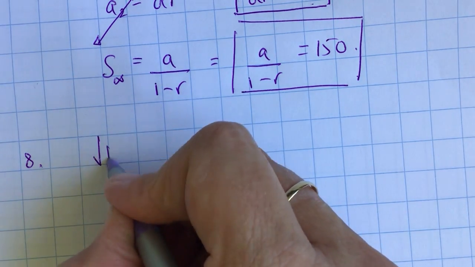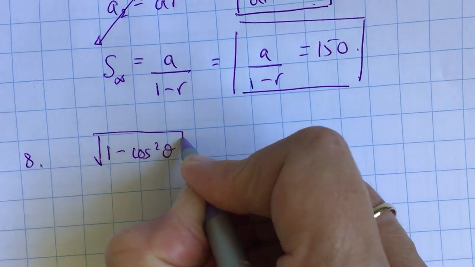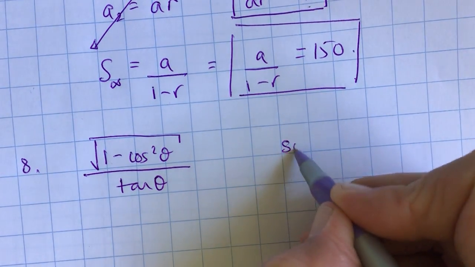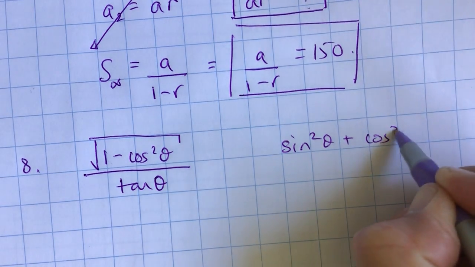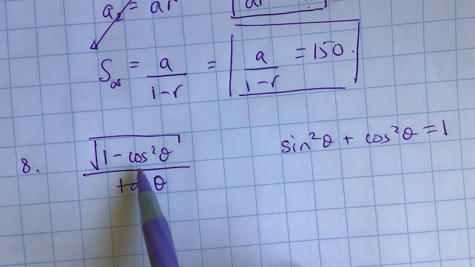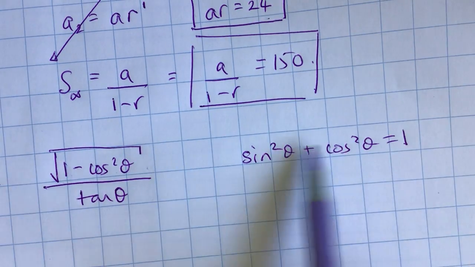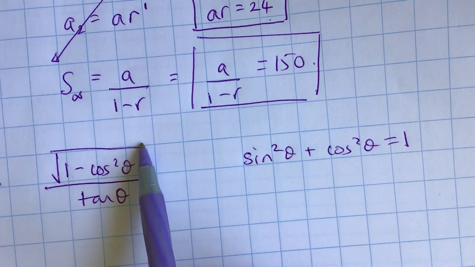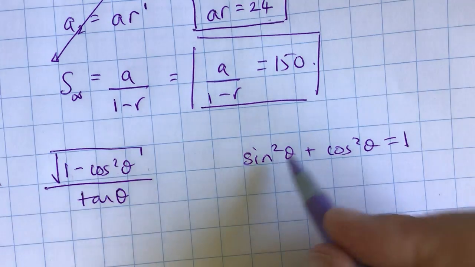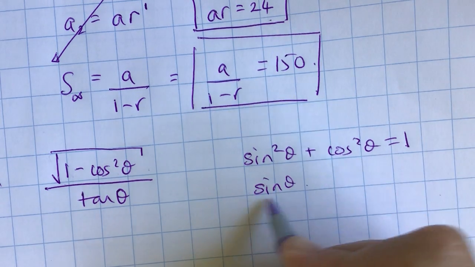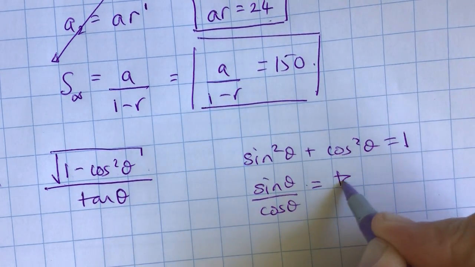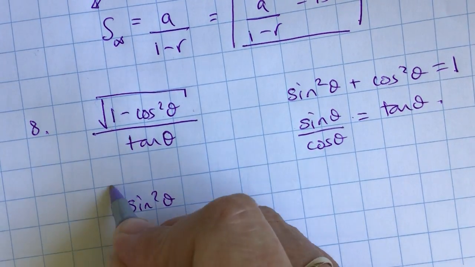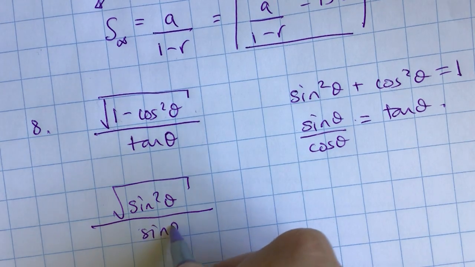Question 8. Simplify 1 minus cos squared theta all square rooted over tan theta. Okay, so the two identities we're going to use in this is that sine squared theta plus cos squared theta equals 1. So you can see here that 1 minus cos squared theta, if I take that to the other side, is simply sine squared theta. And then when I put that under the square root, that makes that quite straightforward. And the other thing we're going to use is sine theta over cos theta equals tan theta.